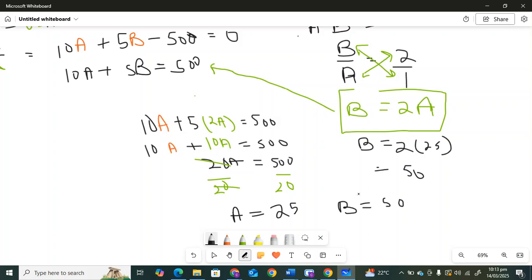And if you substitute this back into the original constraint equation, 10 times a, which is 25, 10 times 25, you get 250. Plus 5 times b, which is 50, 5 times 50, 250. 250 plus 250, 500 kwacha. So for this person to be maximally satisfied, they need to get 25 apples and 50 bananas. And that way they'll get the maximum utility, which is the maximum satisfaction.